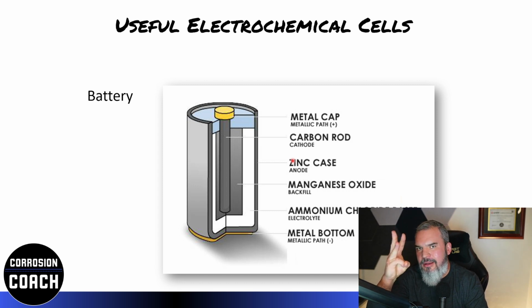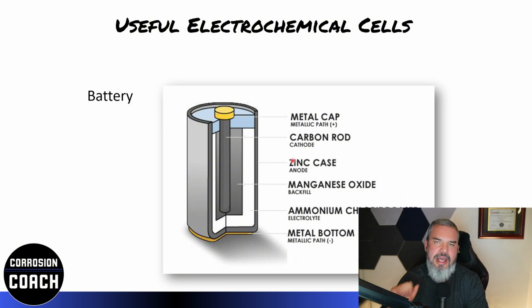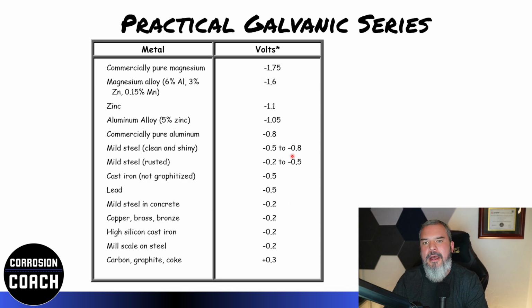Well, what's the metallic path, that 4th thing necessary to have corrosion? It's when you click the button on the flashlight, it connects the positive to the negative, and now I have light coming out of that flashlight utilizing this battery. So carbon and zinc, I want you to remember that.